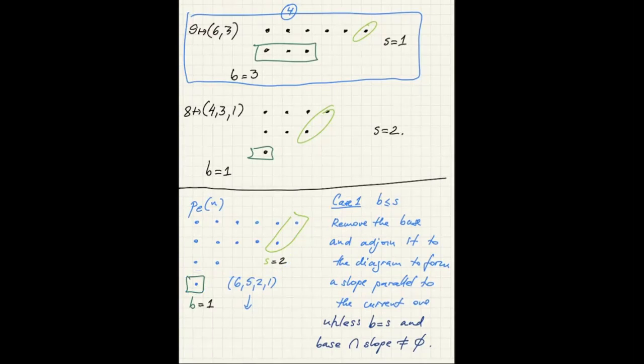And what does that become? That becomes the 7, 5, and 2. So it's a partition into an odd number of terms that adds up to the same number. Okay. So this is in this case where the base is less than or equal to s. Modulo this case here, when b equals s and the base and the slope intersect.